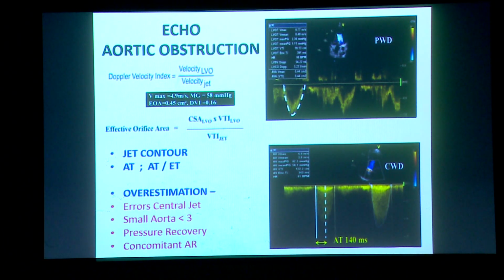So what are we finding? We are finding the AT, the acceleration time. A lower acceleration time means there's no obstruction and you're reaching a peak very quickly. So less than 80 milliseconds is good; 100 milliseconds and more is not good.